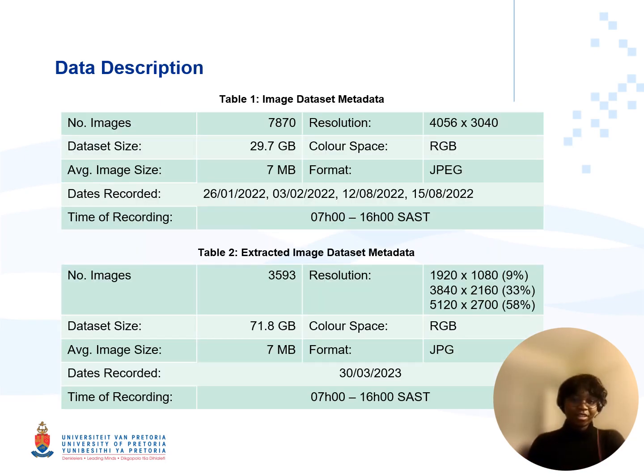The backbone of any AI project is data. For our project, we used a dataset of 7,870 images, each with a resolution of 4,056 by 3,040. The total data size was 29.7 gigs, with an average image size of 7 megabytes. The data also consisted of 1 hour and 7 minutes of video footage of the same crocodiles, with a total of 4,029 frames extracted from the 77 videos. A summary of the photograph features is presented in Table 2.